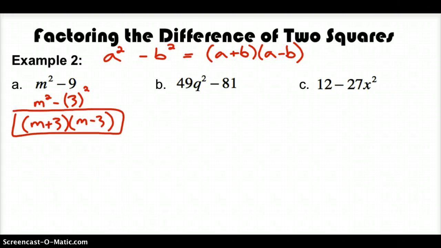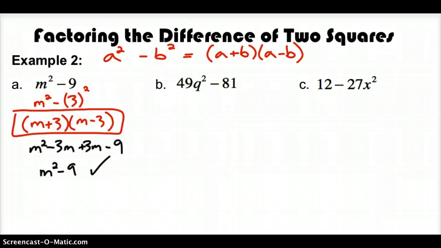Remember with these questions that we can always check with FOIL. So m times m is m squared. My outside terms will multiply to negative 3m. My inside terms will multiply to positive 3m. And last times last will be negative 9. And so when we combine like terms, I'll just get m squared minus 9, which is what I started with. And so I know that my answer is correct.